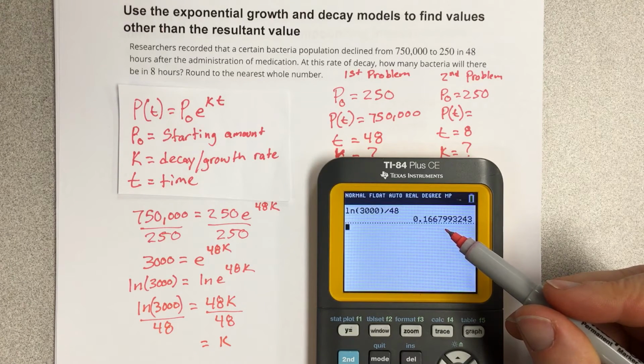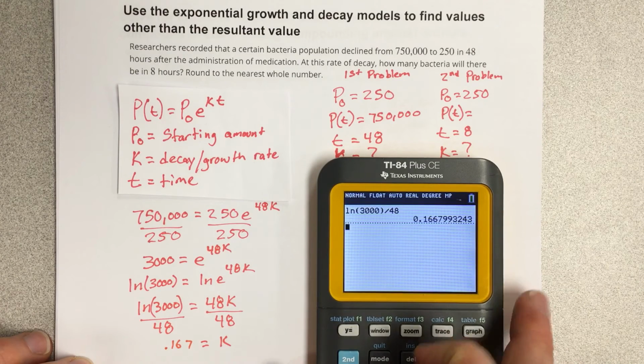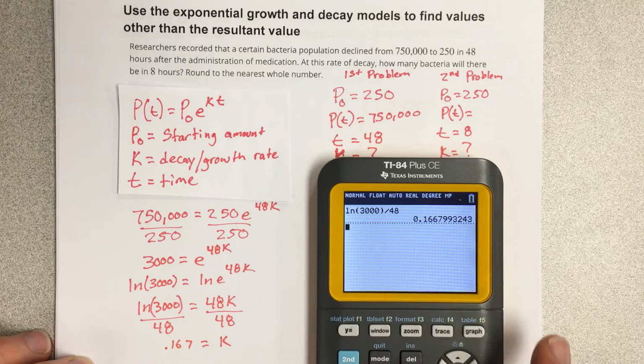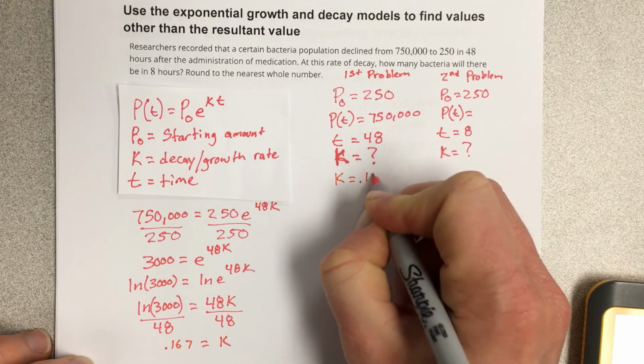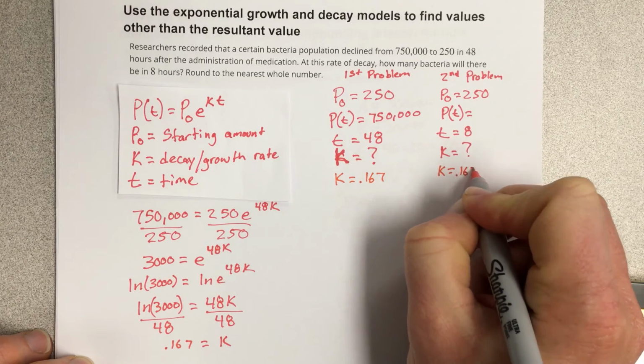That's my K value or my rate, which is 16.7%. So I'm just going to write 0.167. Let's round that to 3 decimal places just for right now. But I'm going to use the whole number when I solve the problem. So I'll use this while I'm doing the algebra. So K is actually equal to 0.167, which means our K value here is 0.167.